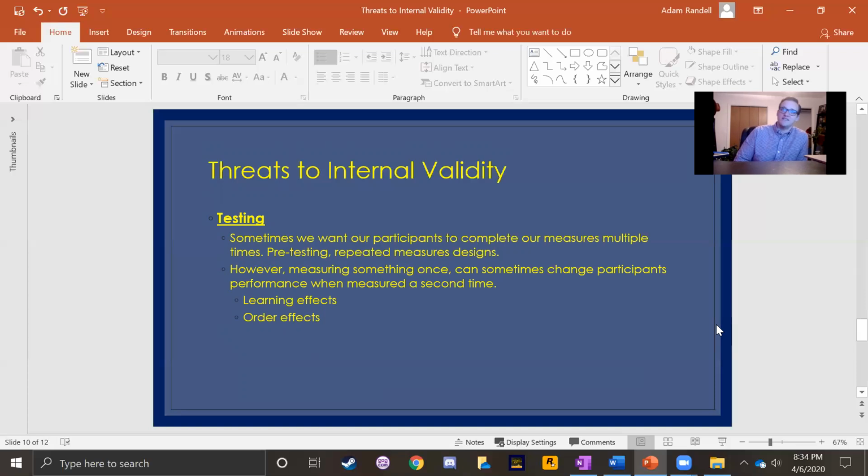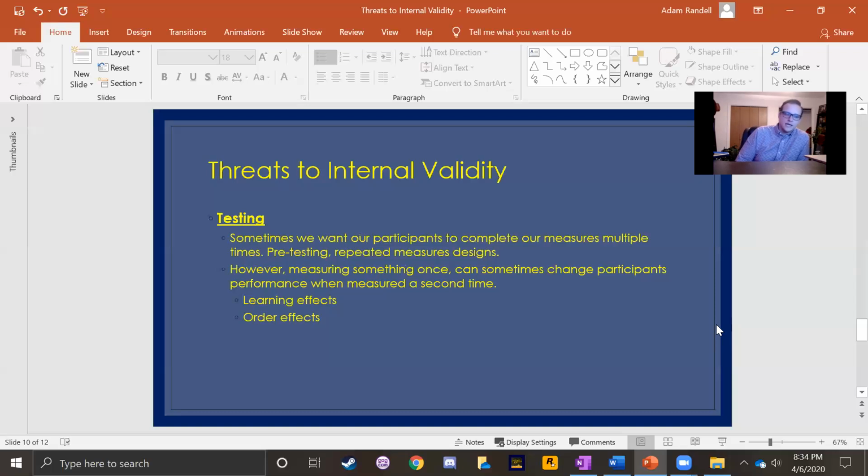You also might have testing effects, all right? Now, testing effects are going to occur more when you use pre-testing or repeated measures, but this is when testing them once affects subsequent measures, all right? For example, learning effects: do it once, you're going to be better at it the second time. Order effects: doing one condition before another and always doing it in that order might change your reactions, or the participants' reactions.